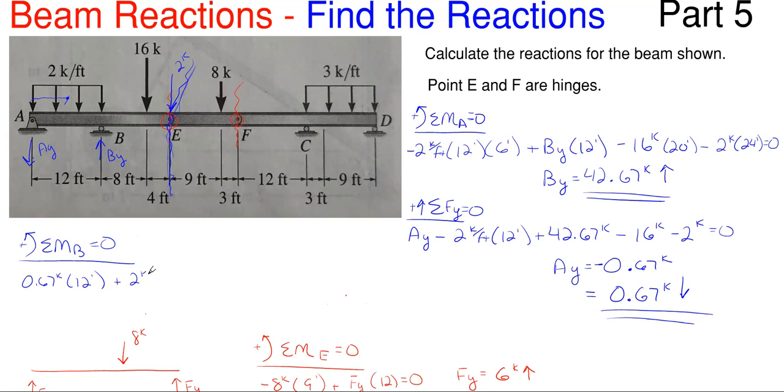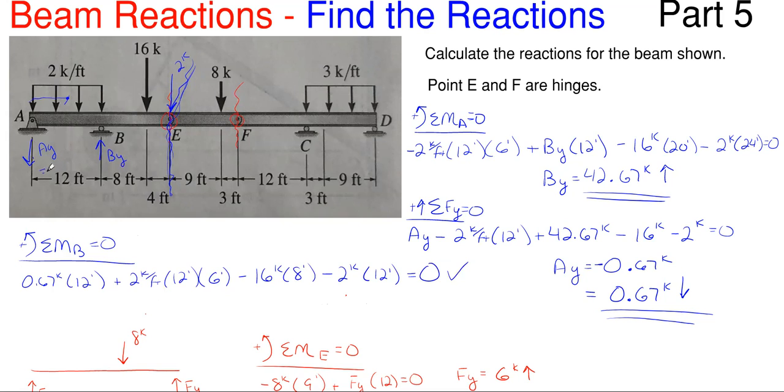And then plus the 2 kips per foot times the distance it runs, which is 12 feet, times the distance from its center to B, which would be 6 feet. And then we would have the 16 kips, which is rotating clockwise, so minus 16 times 8 feet, and then minus the 2 kips at E from the hinge times its distance to B, which is 12 feet. And does that equal 0? Yes, it does. So that means that we have the correct reactions on this left side of this hinge at E for A_y and B_y.